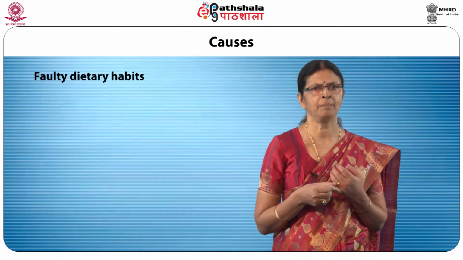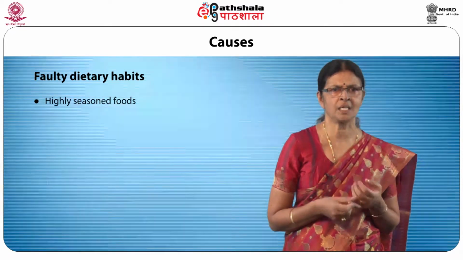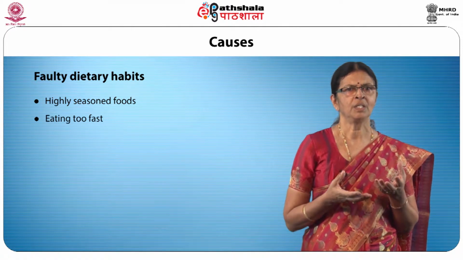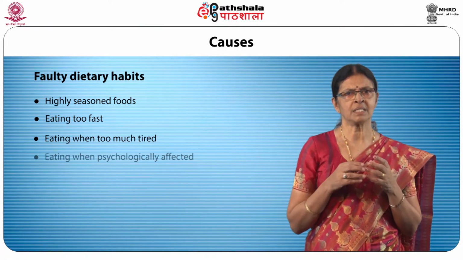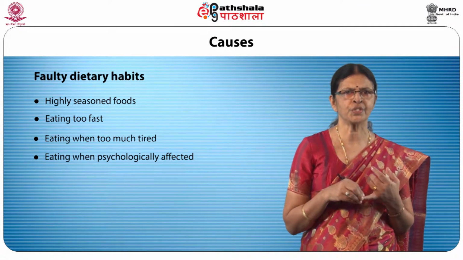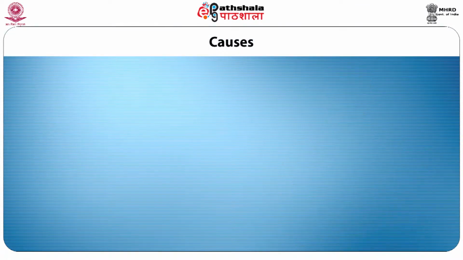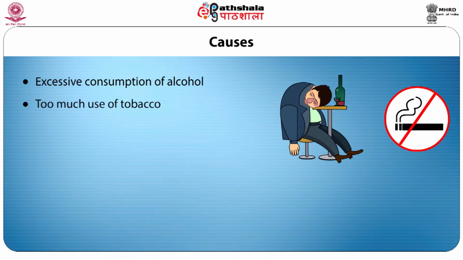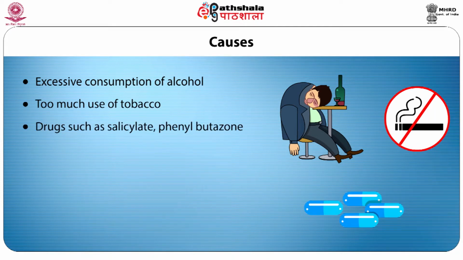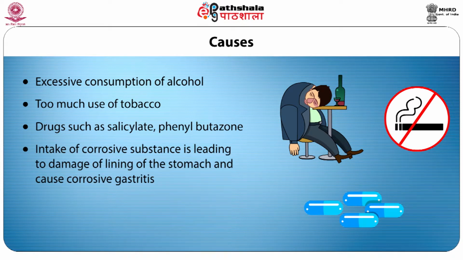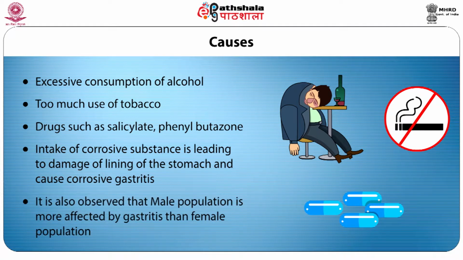Next, faulty dietary habits such as taking highly seasoned foods, eating too fast, eating when too tired, eating when psychologically affected, consuming foods that are allergic or sensitive. The next slide also shows that excessive consumption of alcohol, too much use of tobacco, drugs such as salicylate, phenylbutazone and intake of corrosive substances lead to damage of the lining of the stomach and cause corrosive gastritis. It is also observed that the male population is more affected by gastritis than the female population.